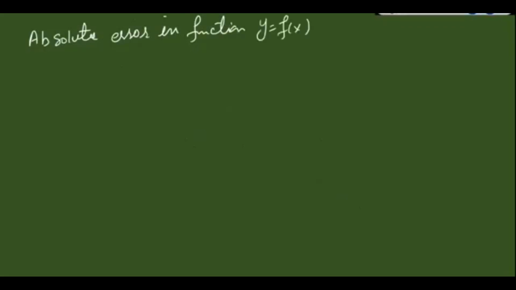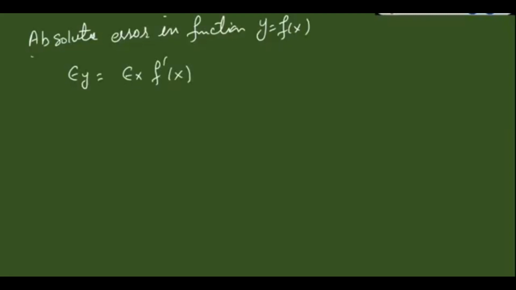If you want to represent absolute error in a function, and the function is y equal to f of x, so what will you get? We know that change in y is equal to change in x, that is error in x, multiplied by the derivative of f of x. This is the quantity.